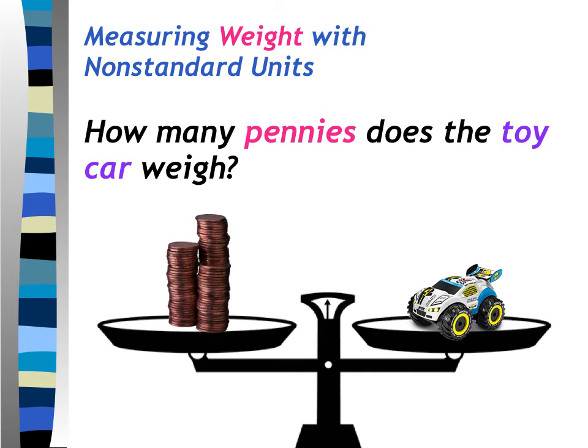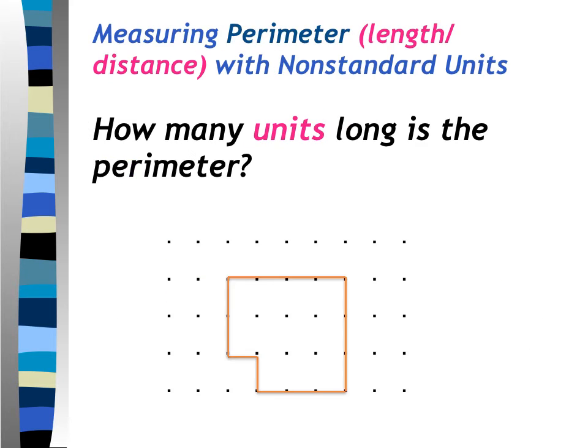Here are a few more examples. Measuring with non-standard units for weight is the same as measuring mass. We use a comparison. How many pennies does the toy car weigh? You could use a geoboard and rubber bands and have students count how many generic units long the perimeter is.